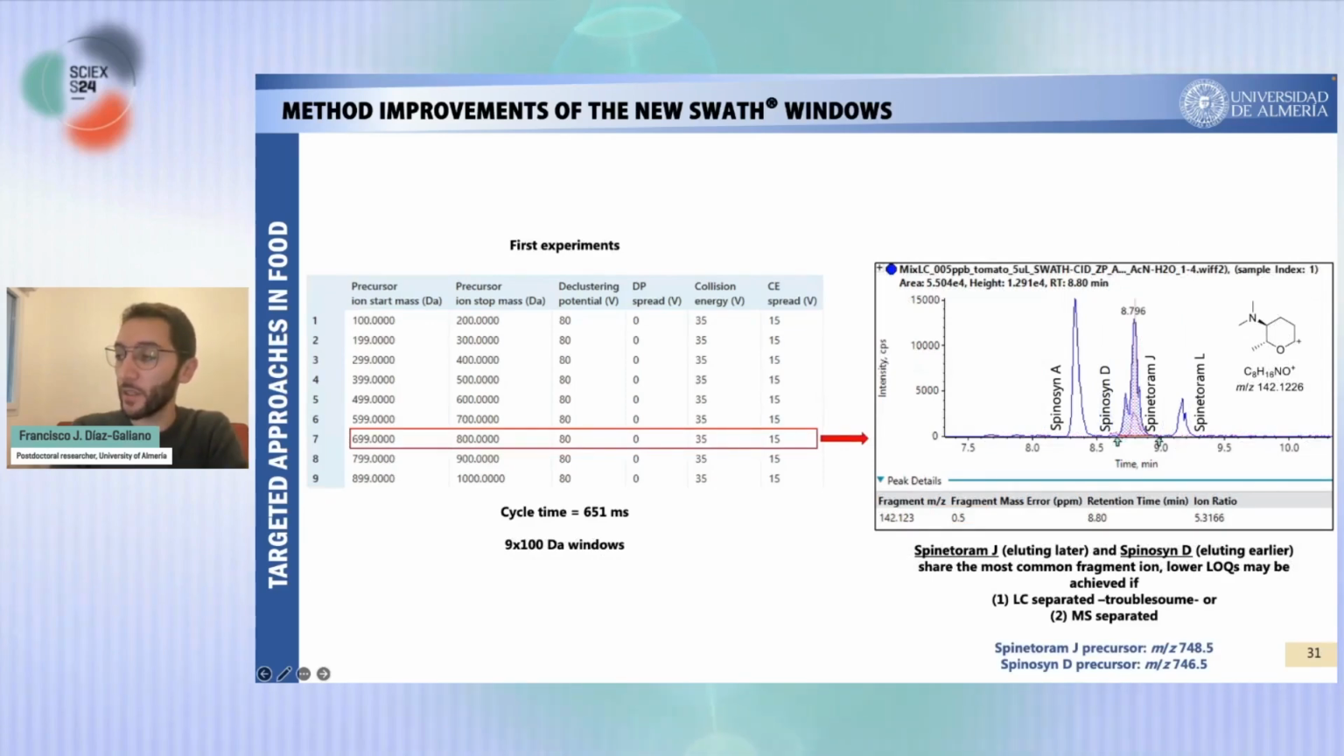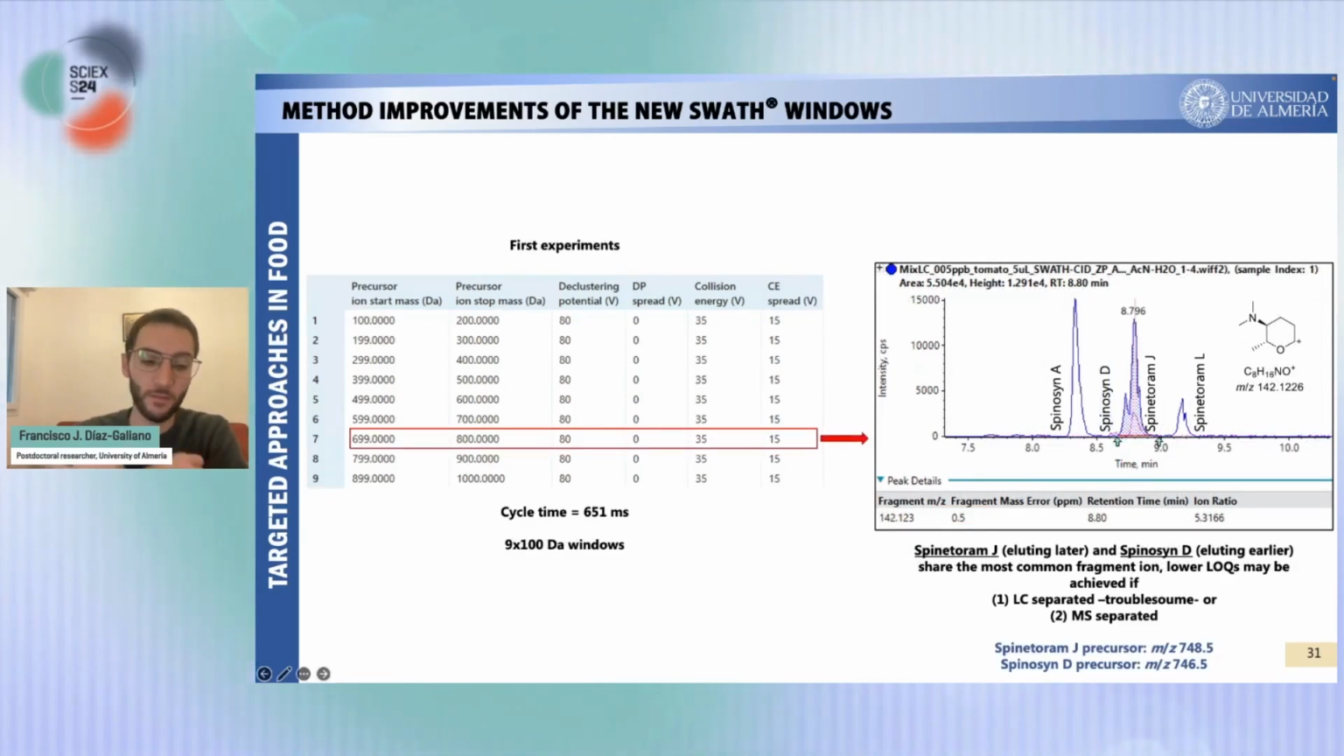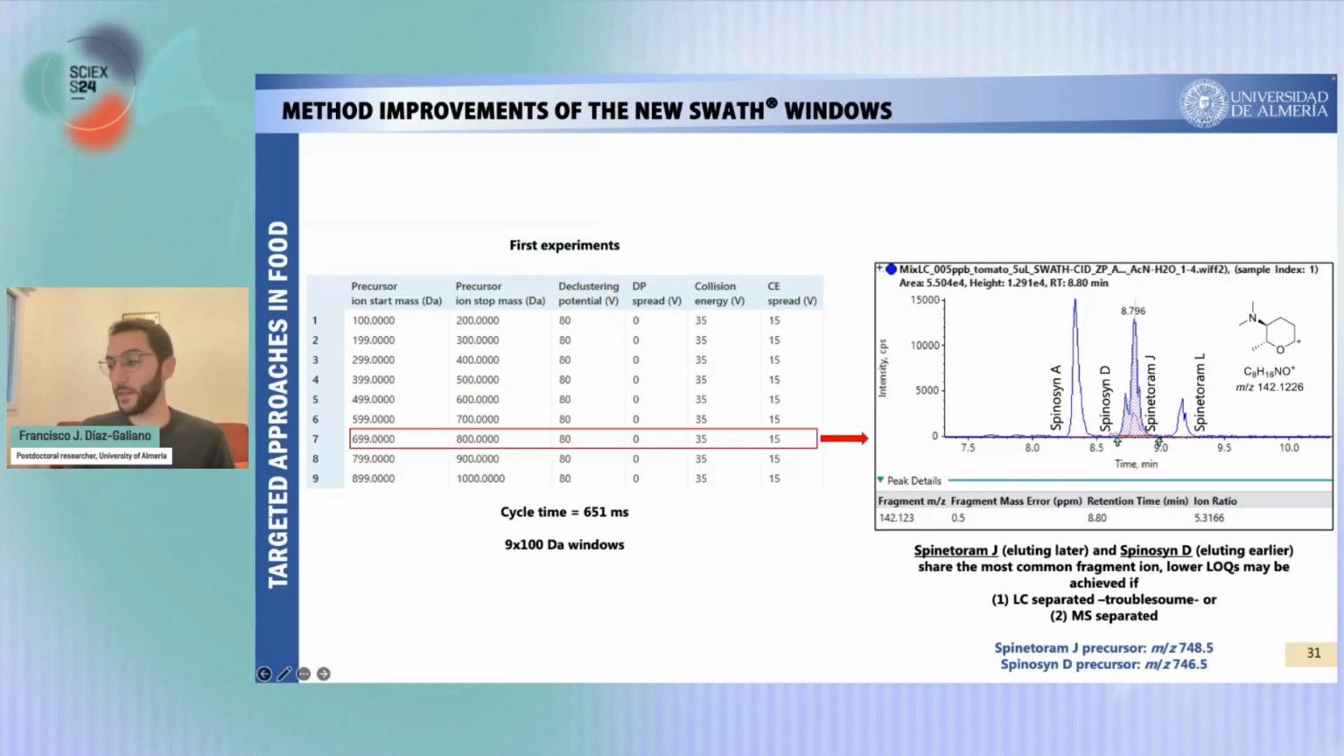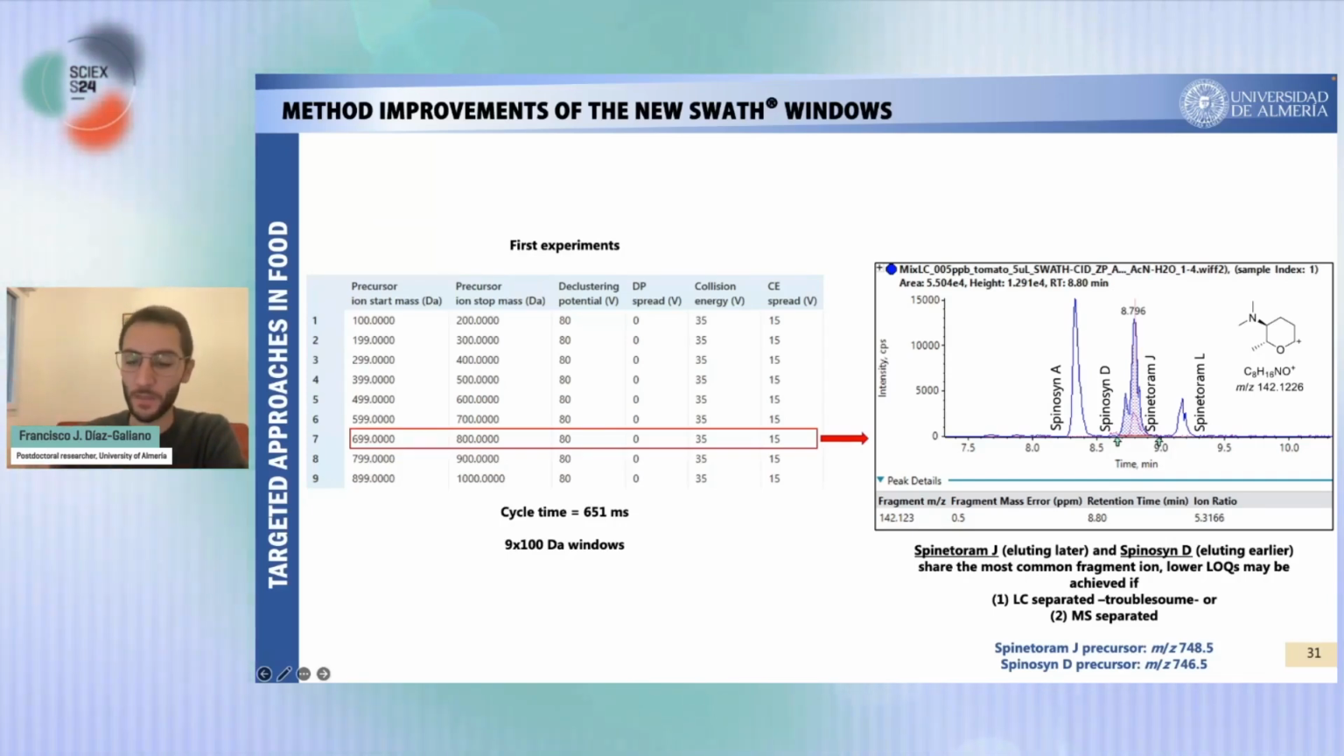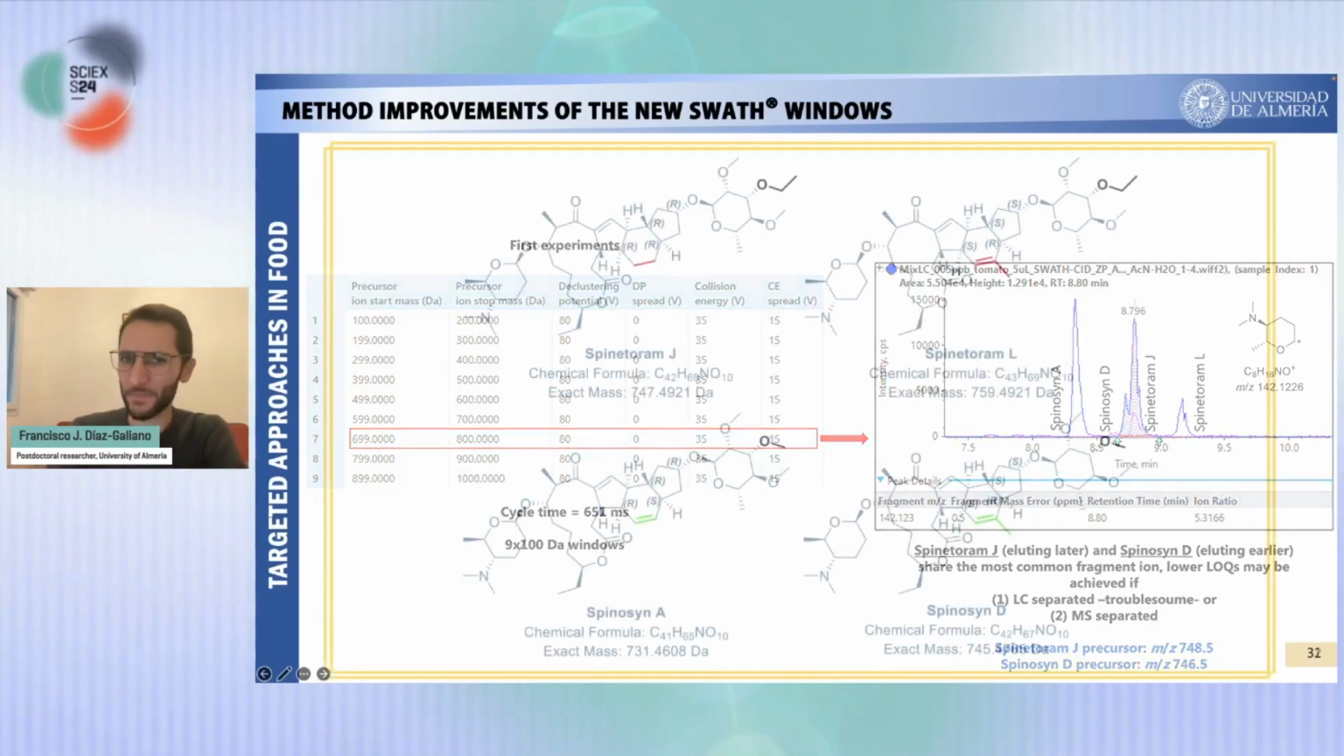Another interesting class of pesticides are the spinosyns that previously fell within the same SWATH window, if the chromatographic separation is not well optimized, as was the case here. So we can find ourselves in a situation where we cannot really analyze the spinosyns very well because the fragment m/z 142 is the most intense and the most appropriate for each of them. Let me show you why exactly.